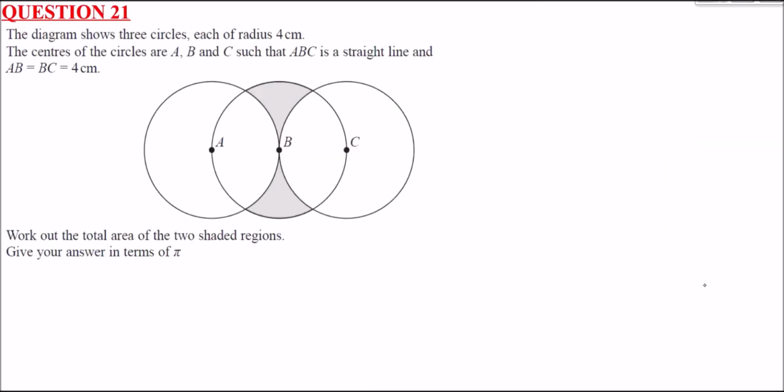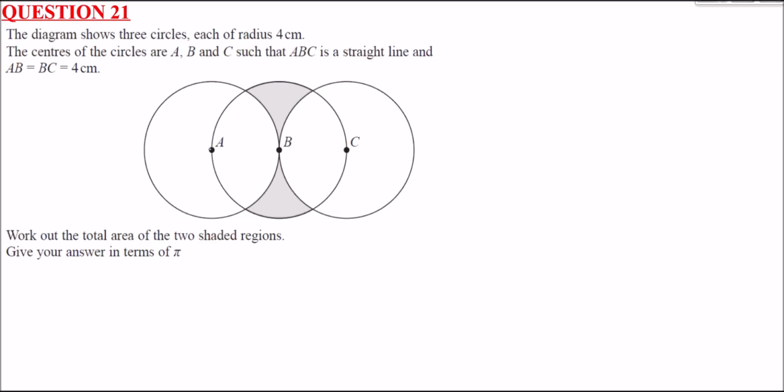Question 21. Absolute horrible beast. So let's just unpick this step by step, and even when I unpick it, I still don't think it's that straightforward. But I'll stop moaning and try to explain. We've got 3 circles. Each one is identical. Each has got radius 4 centimetres. The centres of them are A, B and C, such that A, B, C makes a straight line, and from A to B is the same as B to C, which is 4 centimetres.